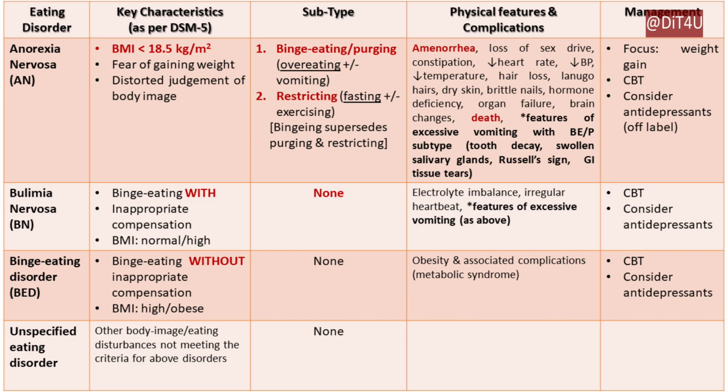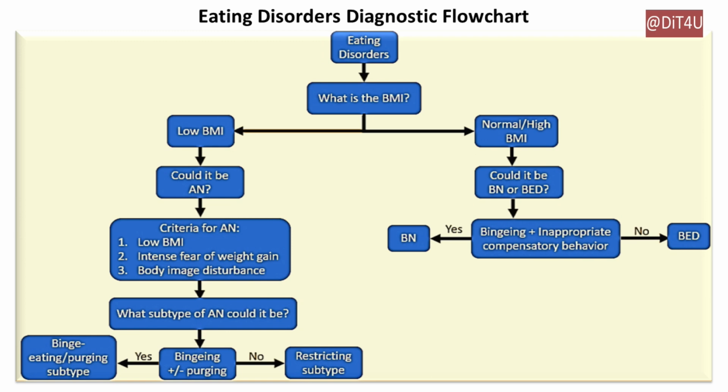If it is not fitting into any of these, it is unspecified eating disorder, other body image or eating disturbances not meeting the criteria for the above disorders. No subtypes, of course. We have a flow chart which is here. Ask yourself these questions. If you are faced with an eating disorder question, first of all, what is the BMI? That's the first question you need to ask.